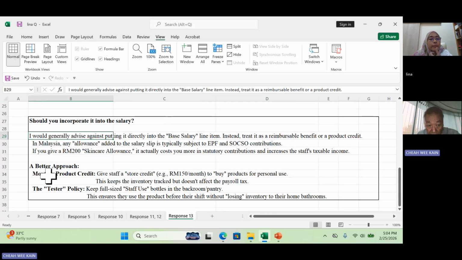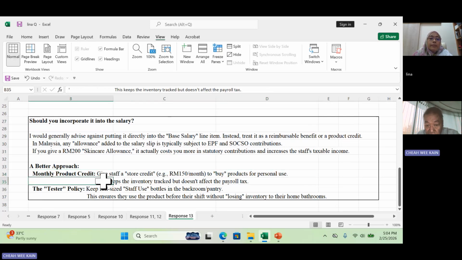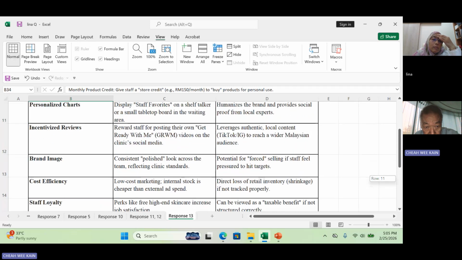A better approach, I will teach you. We start a store credit, for example 150 per month to buy goods. This keeps the inventory tracked but does not affect the payroll tax. And how do you do that? You tell the staff, "We'll give you a store credit. You can draw up to $150 of inventory. We keep a record, you can draw." So this is considered a store credit for you, which will be part of this here. Where is it now?